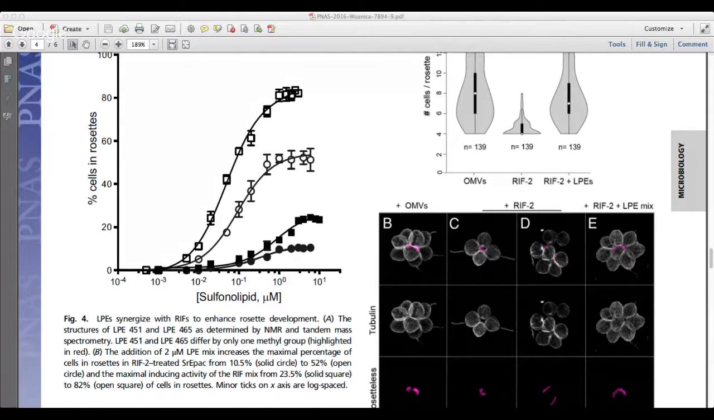And so what you can see is the closed circles and squares is without LPE, but if you add LPE, you get this additive effect where you're seeing lots more cells in rosettes because of the combined action. And so even if all you've got is RIF2, you're seeing that kind of shoot up once you add these LPEs. And I think it's the 2 of them together, so it's an LPE mix.